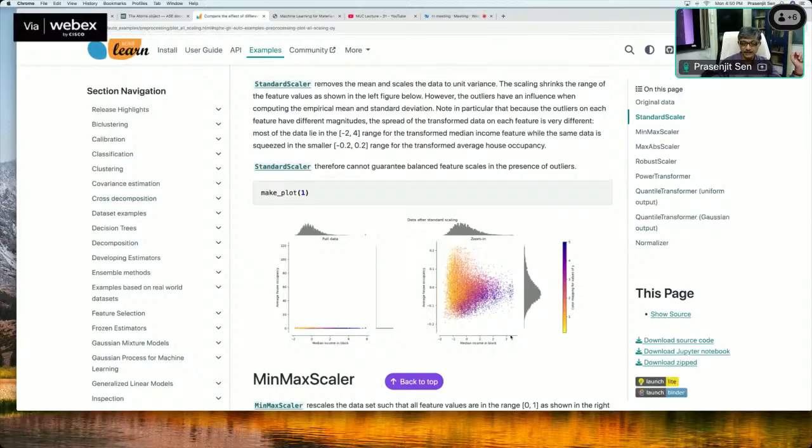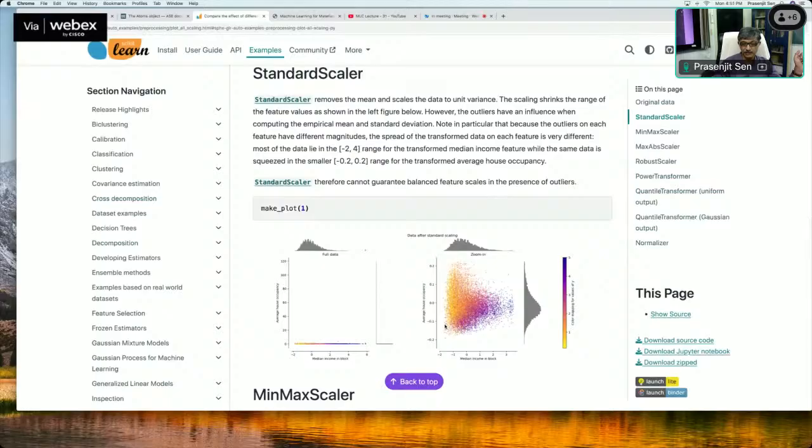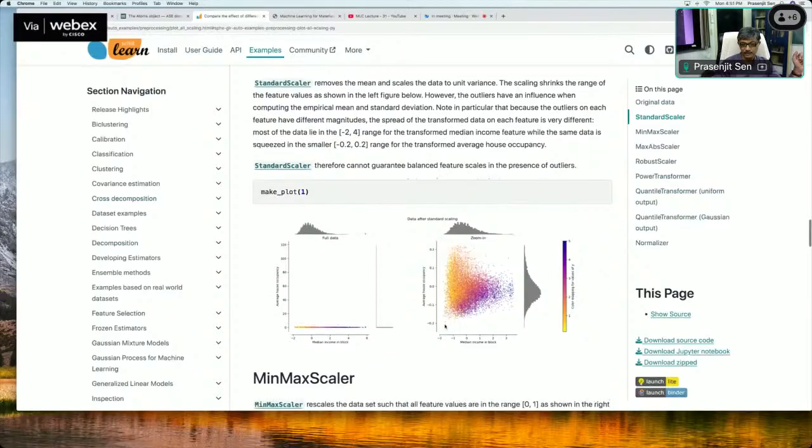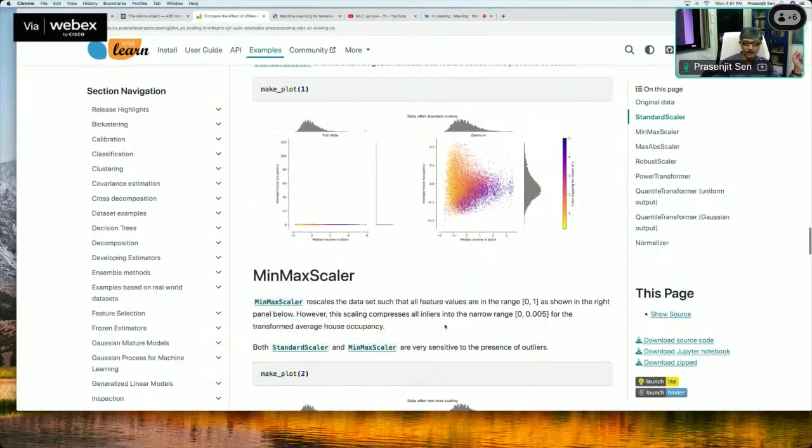And the first feature now ranges between -2 and 3 or 4 maybe. And the second one here is between minus 0.2 and plus 0.2 or something like that. So yes, of course, the scale has changed, but the values are different for the two features.